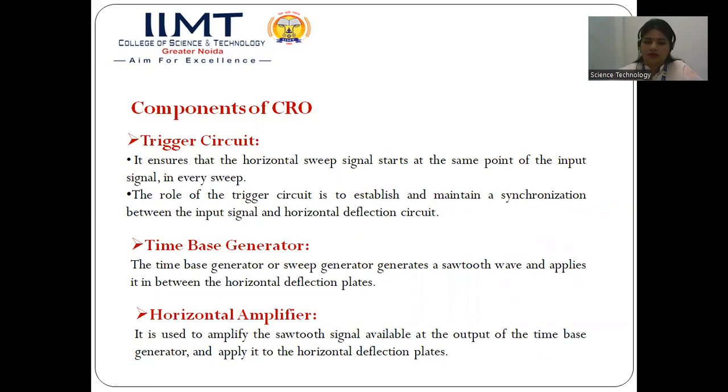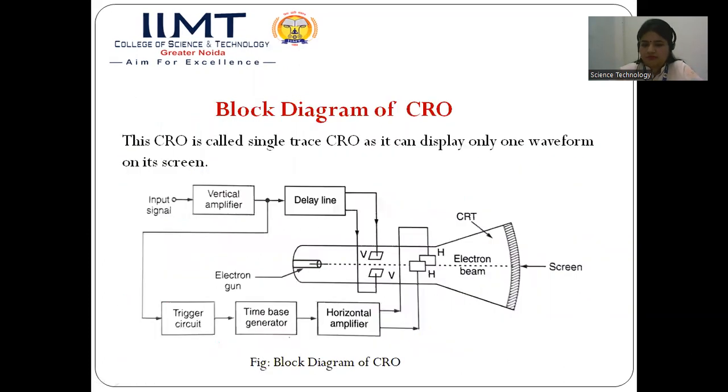Now, what is the function of this horizontal amplifier? The amplitude of the sawtooth wave is very weak. So in order to amplify the sawtooth signal, which is available at the output of the time-based generator, we use this horizontal amplifier. And then the amplified sawtooth signal that we get from the horizontal amplifier is applied to the horizontal deflection plates.